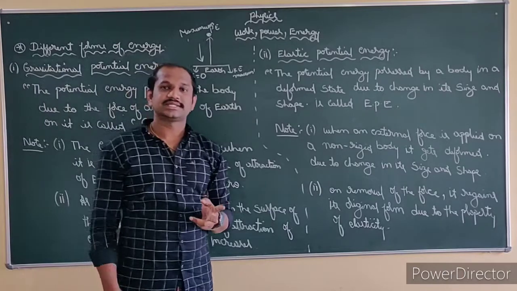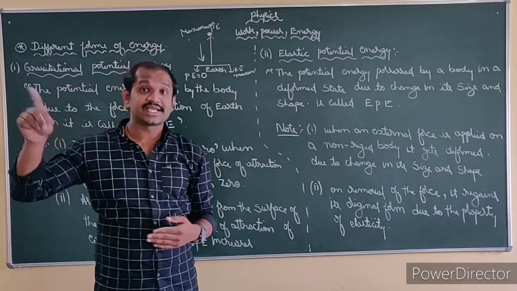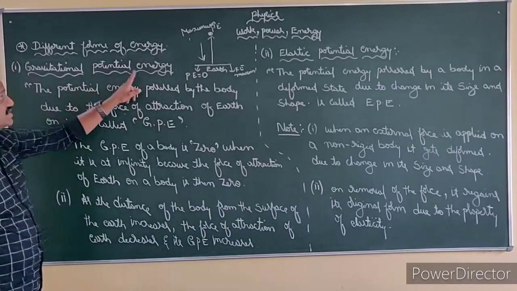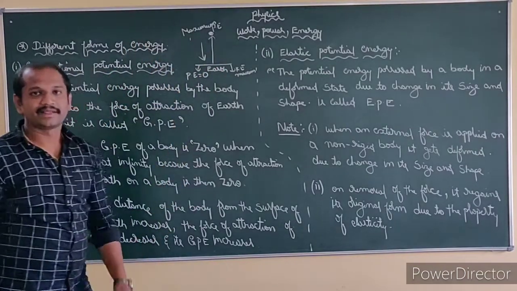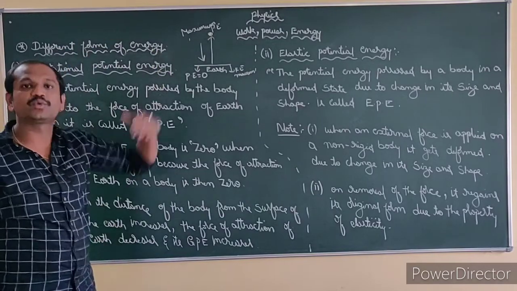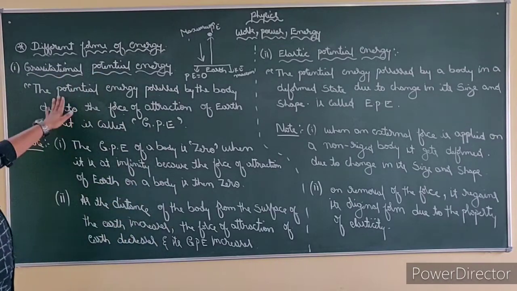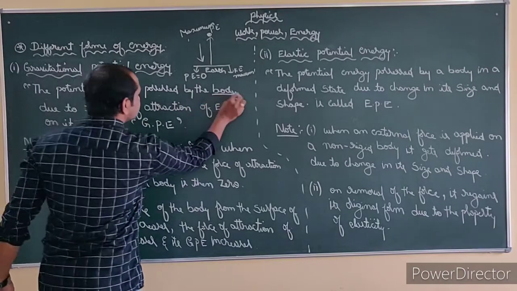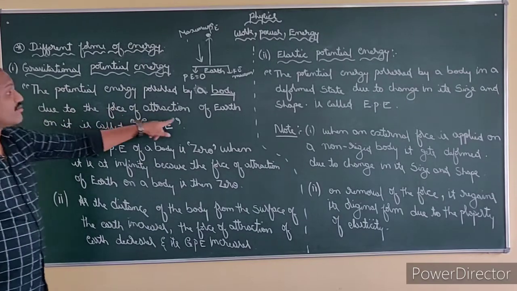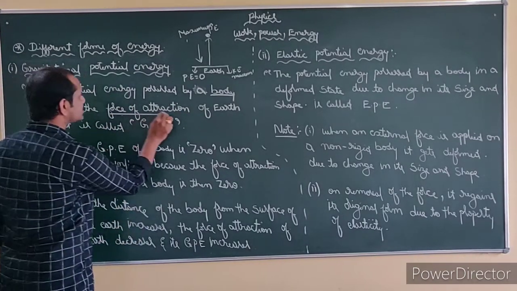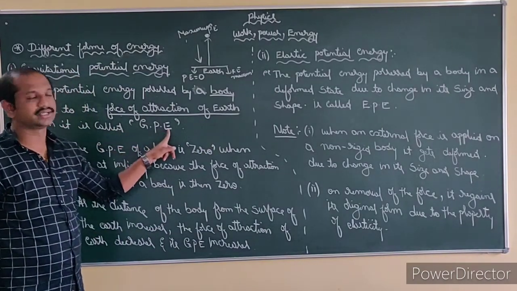What do you mean by potential energy? The energy possessed by a body due to a change in its position or change in configuration. A change in position comes under which energy? Gravitational potential energy. Look, there is a change in its position. When it is above the Earth, it always comes under gravitational potential energy. So, the potential energy possessed by a body due to the force of attraction of Earth is called gravitational potential energy.